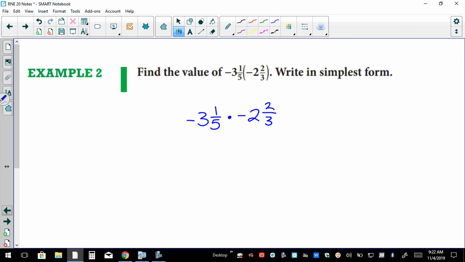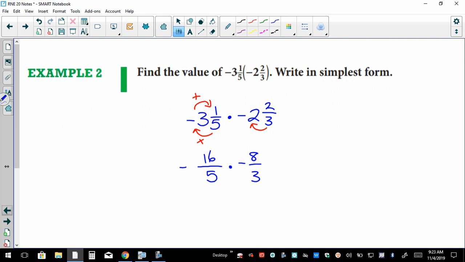Okay, so this is going to be 3 times 5 plus 1, so that's 16, right? So I'm going to have negative 16 over 5 times, okay? Do the same thing here. I've got a 3 times a negative 2 plus 2 is 8. So I'm going to have a negative 8/3. Can I reduce like I did with cross canceling at all?